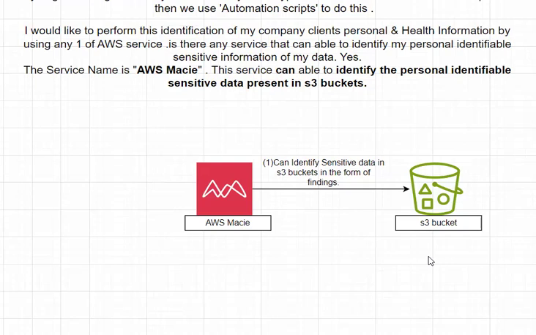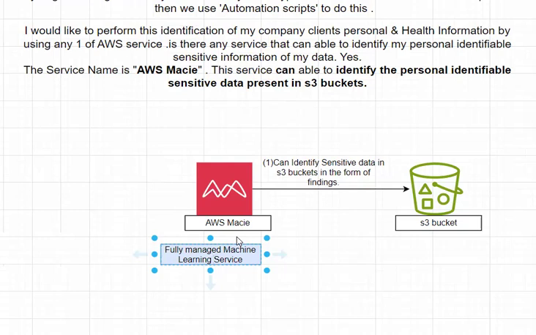We don't even need to manage the underlying infrastructure for Macie. And we don't even need to write machine learning code for identifying the personal sensitive data present in the S3 bucket. So it's a fully managed service. Which type of service? ML service, that is machine learning service. And we can use our own patterns, or we can choose the existing patterns.